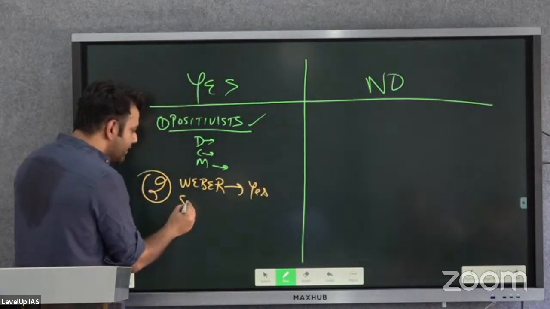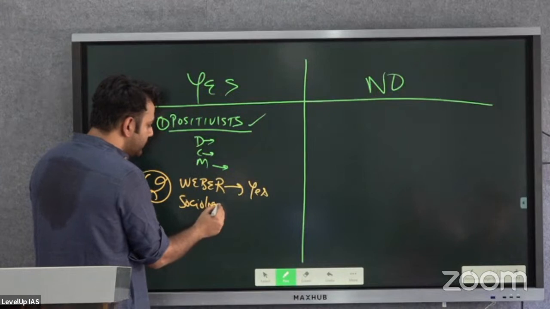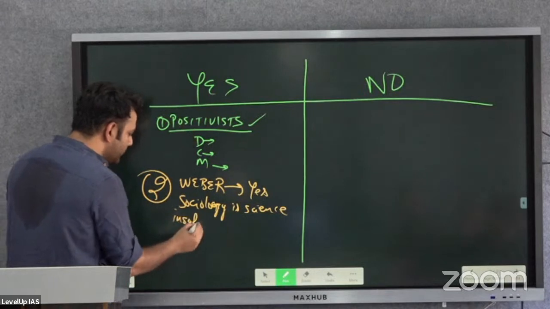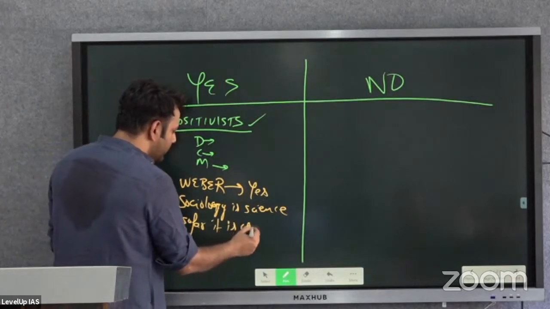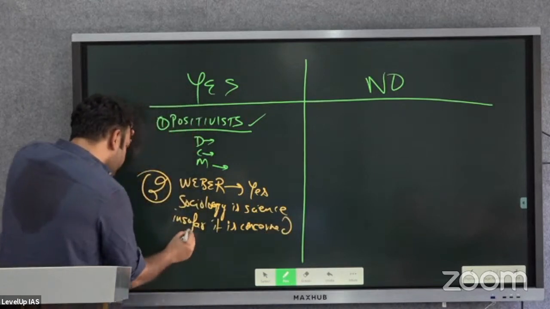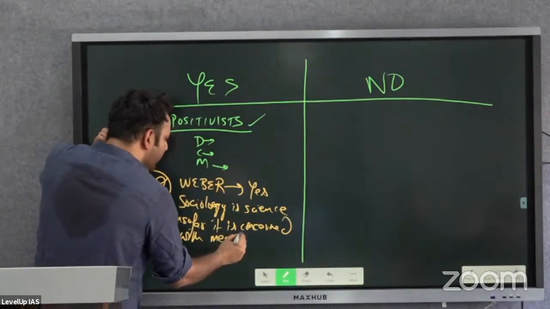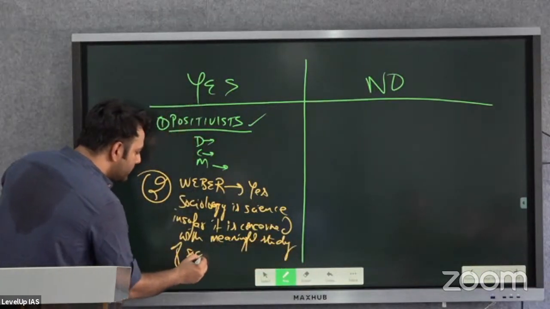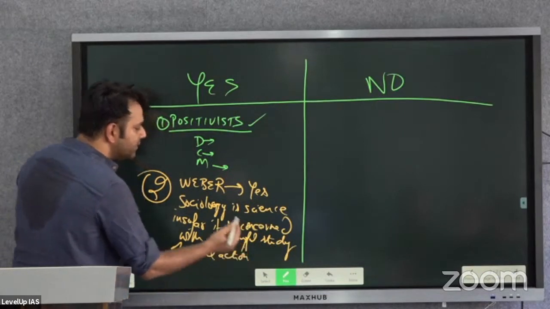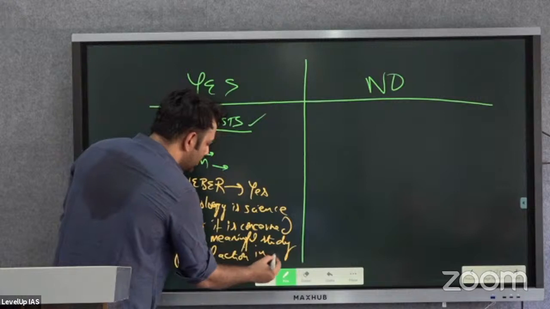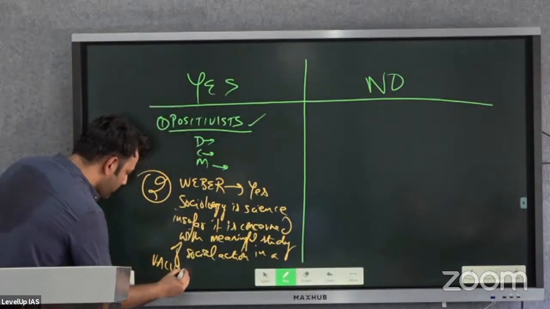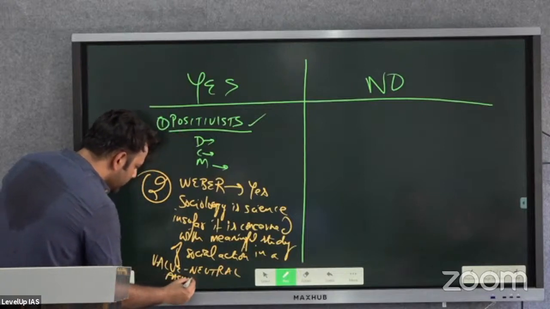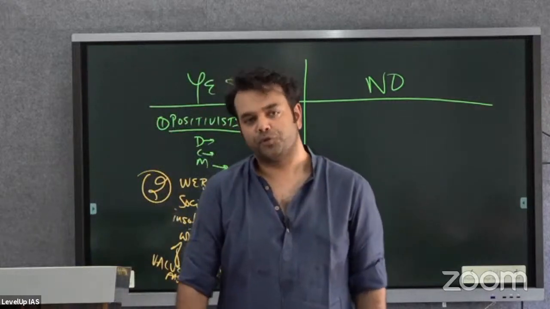Why? Because he says, his verbatim statement is, sociology is science insofar as it is concerned with meaningful study of social action, or meaningful social action, in a value neutral fashion. This is why, according to Max Weber, sociology is science.